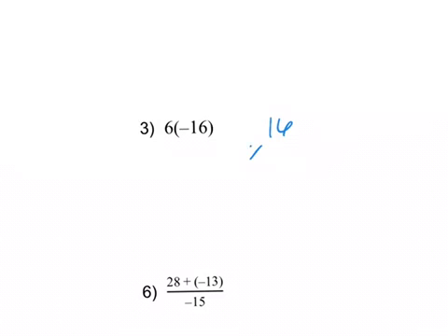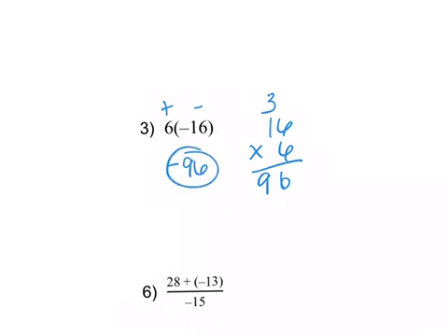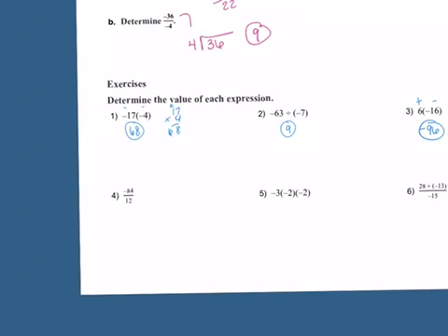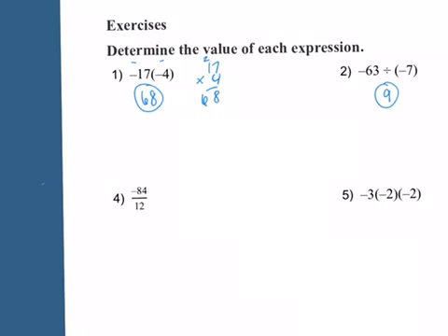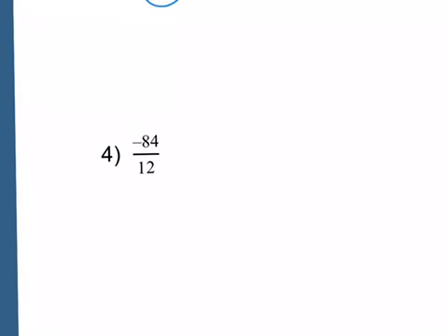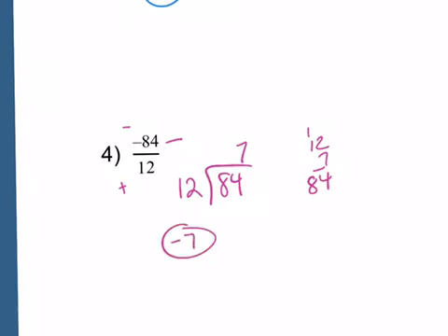And then I've got 16 times 6. And I had a positive and a negative. So that means I'm going to have a negative answer. I had different signs, negative answer. And then 84, negative 84 divided by 12. Top dog goes in the doghouse. And 12 will go into 84 7 times. I had a negative and a positive, different signs. So my answer is a negative.